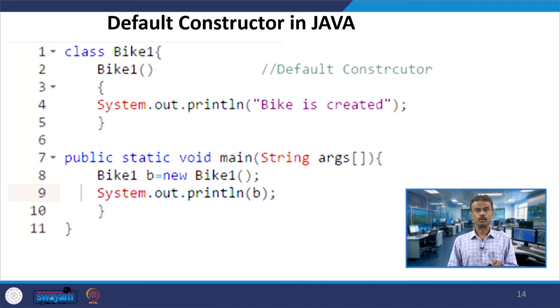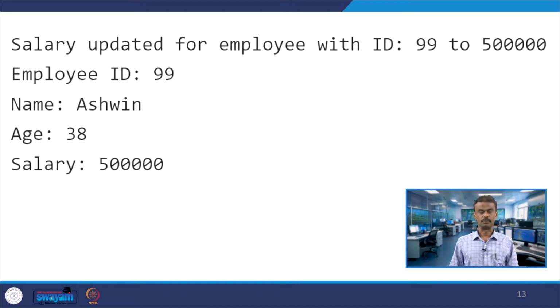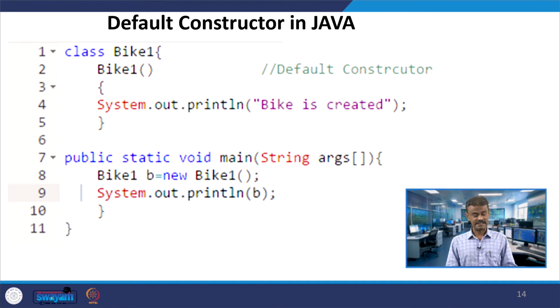I hope you have understood this particular program. In this problem, they are asking us to use both constructors, the default constructor as well as the parameterized constructor, and I hope it is very clear now. Similarly, in Java we will see the concept of the default constructor.